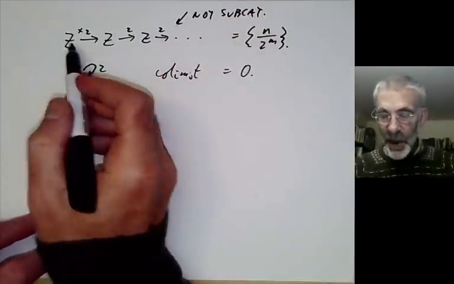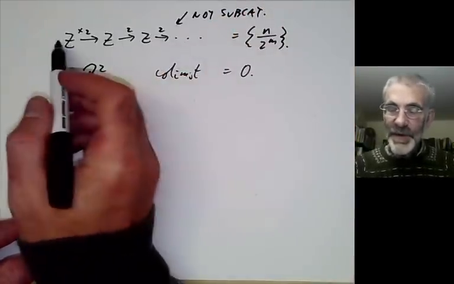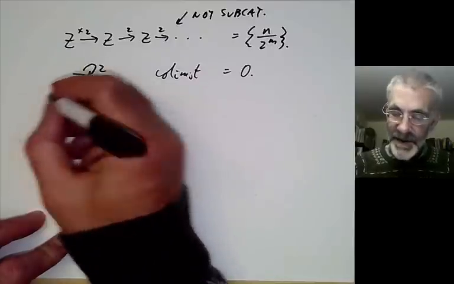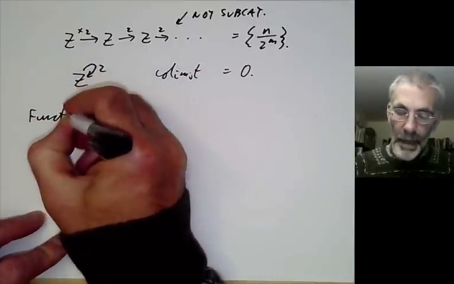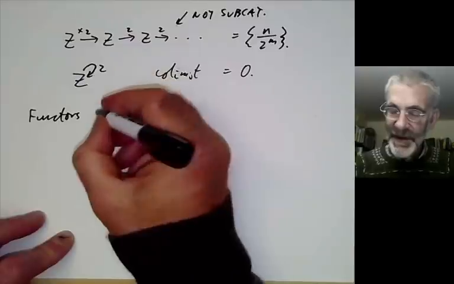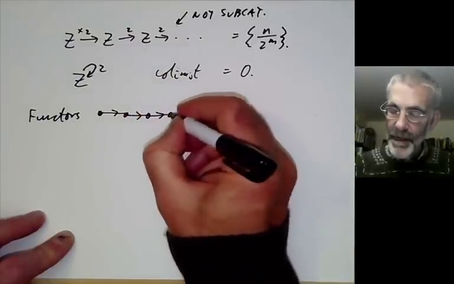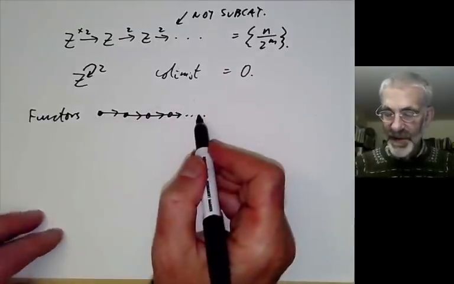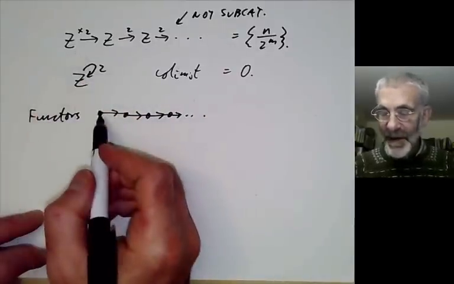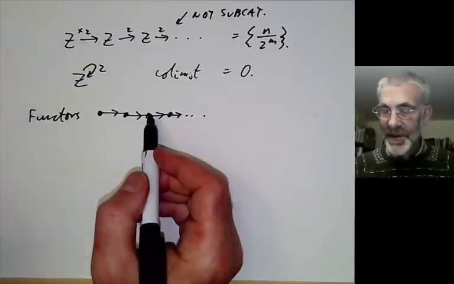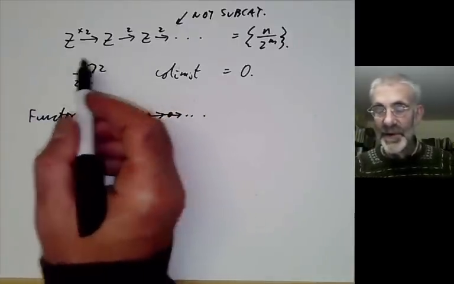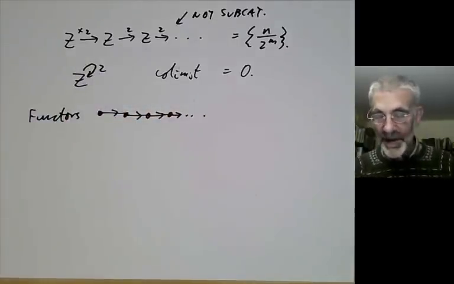You don't take colimits of subcategories. What you take colimits of are functors from something to the category. So in this particular case, we're taking a functor from this category to abelian groups, which if the images of all these are the same, it's not actually a subcategory. If you try and make it into a subcategory, you get the wrong colimit.